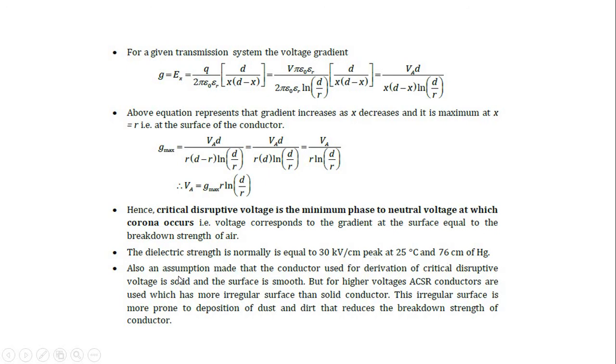Also, an assumption is made that the conductor used for the derivation of the critical disruptive voltage is solid and the surface is smooth. But for higher voltages, ACSR conductors are used, which have a more irregular surface than solid conductors. This irregular surface is more prone to deposition of dust and dirt that reduces the breakdown strength of the conductor. So corona occurs at lower voltages.